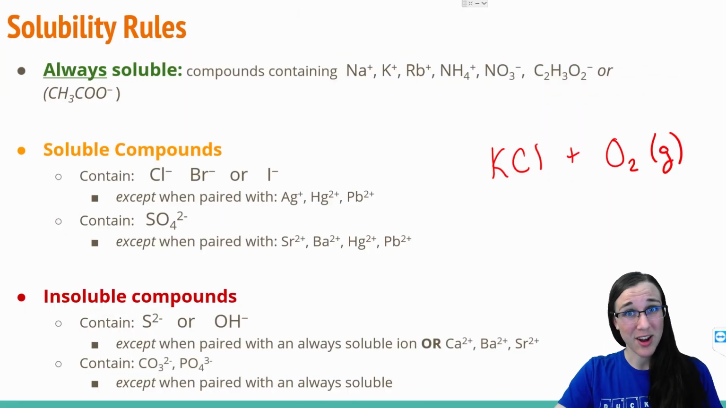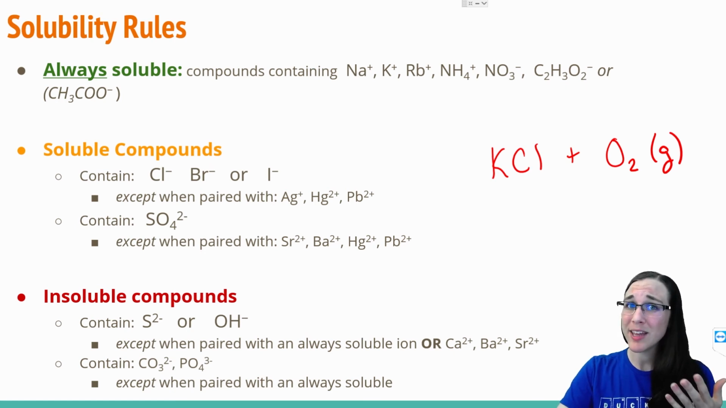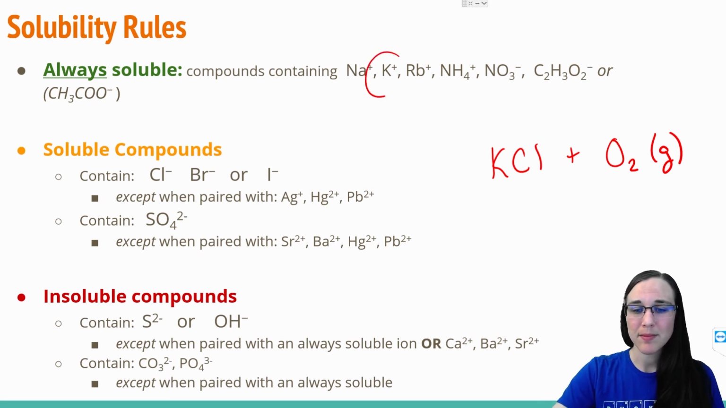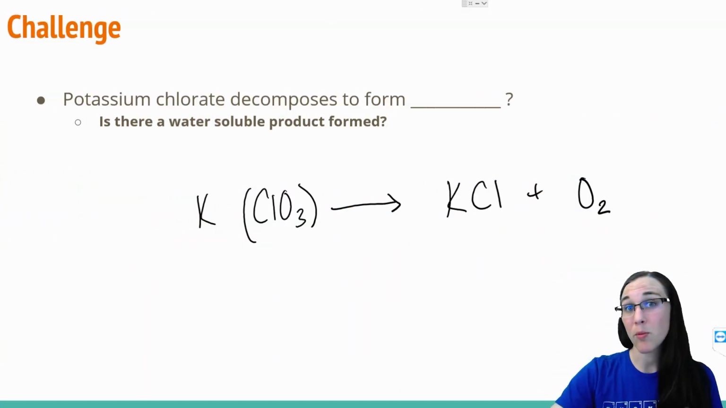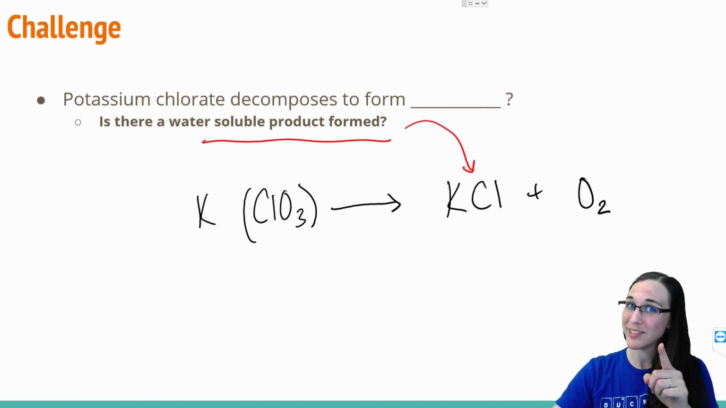Now let's look at the other compound. First and foremost, we know that oxygen, O2, is a gas, because that's what we need to breathe in to live. We also have potassium chloride. Potassium, K, is in our always soluble list, and chlorine is also a soluble compound. Therefore, we know that KCl would be an aqueous product if it were in solution. It is capable of dissolving in water. So is there a water-soluble product formed? Absolutely. KCl would 100% dissolve in water.